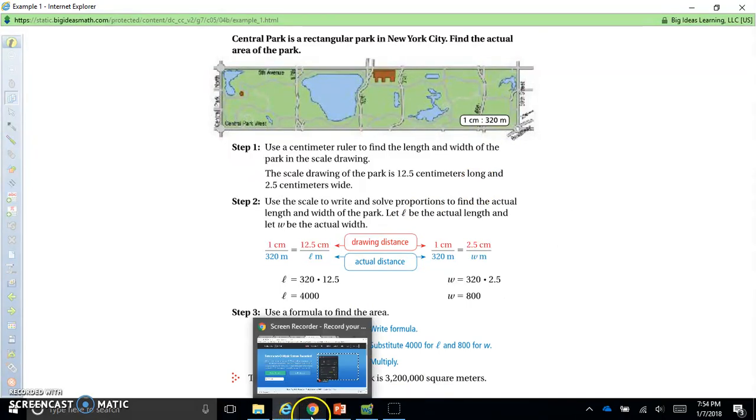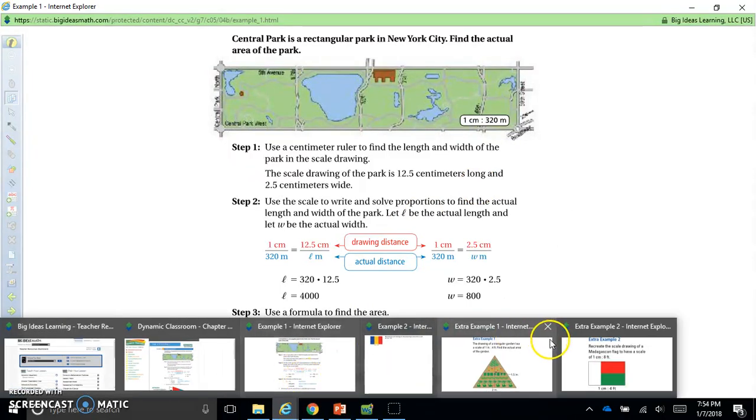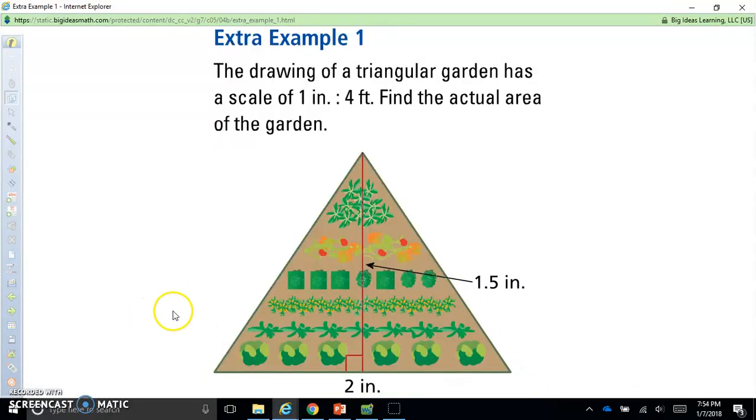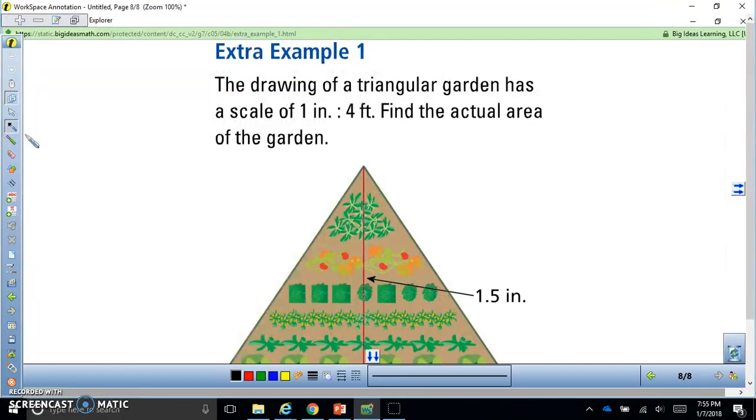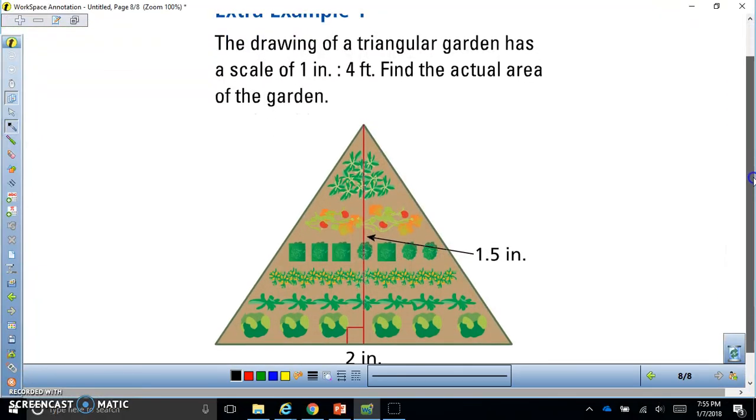All right, let's go into example 2. The drawing of this triangle has a scale of 1 inch in the drawing to 4 feet of the actual. Find the area. We are going to use our scale and set up a proportion. Oh, it won't let me pick this one. It's being silly. All right.